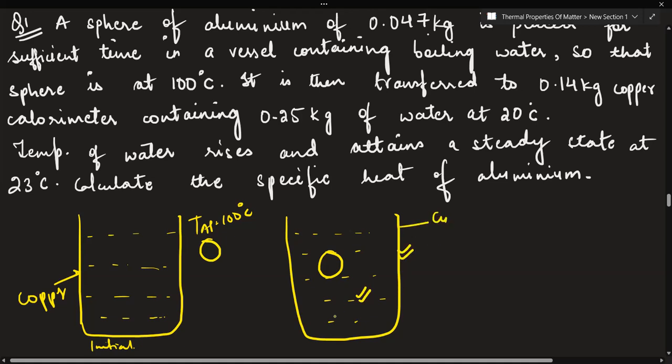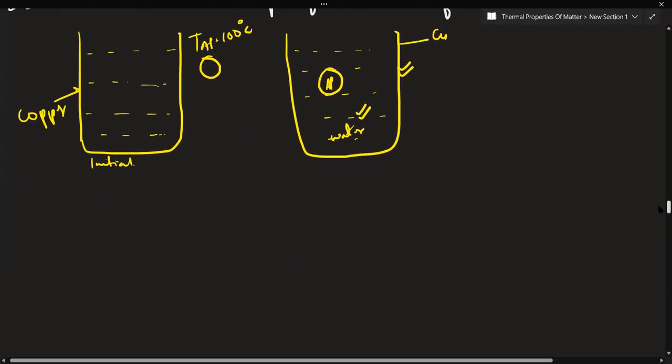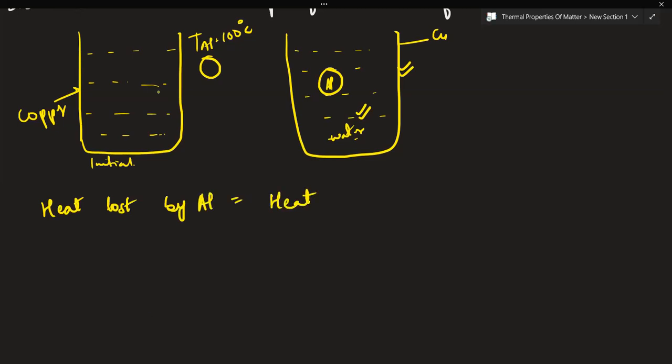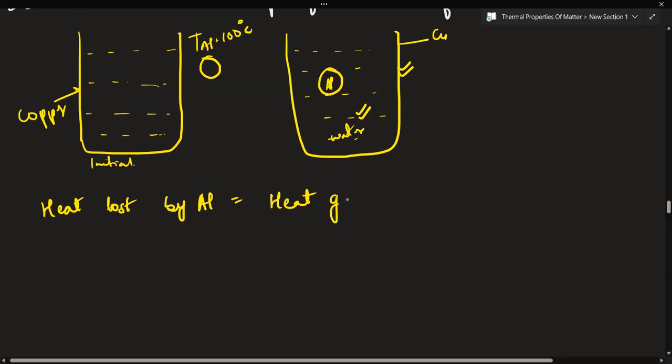This is the copper calorimeter, this is water, and this is the aluminium ball. So whatever heat aluminium is losing, who is gaining it? Water and copper. So heat lost by aluminium is equal to heat gained by copper as well as heat gained by water. Is this line clear?